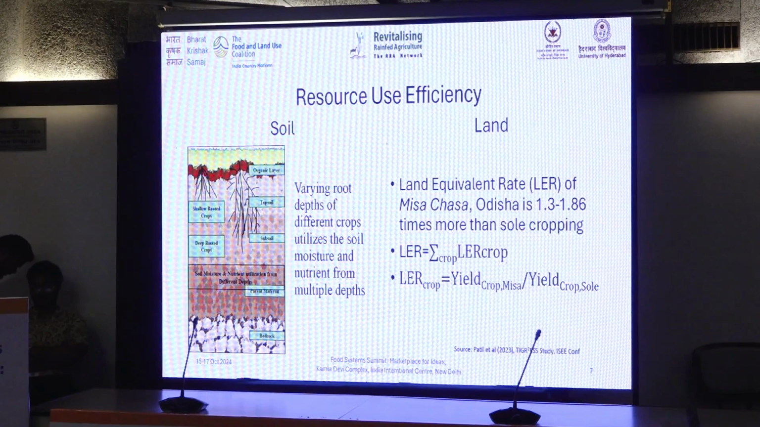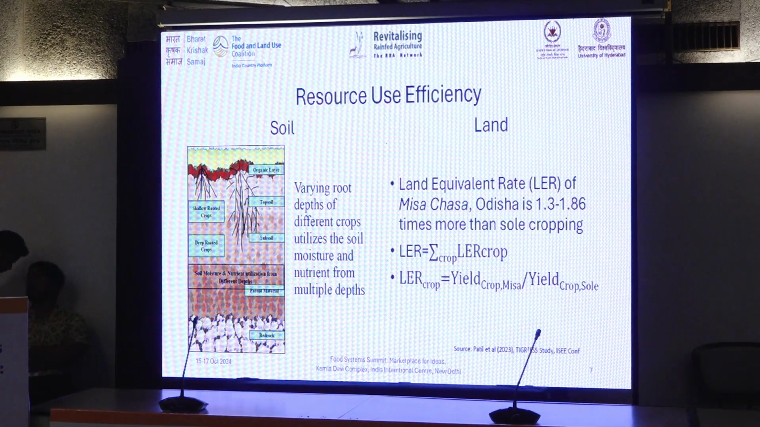And if that crop would have been grown in a nearby system independently, what would be the yield from the same unit of land? So we divide these two yields, we get a LER for that crop. And if we get LER for all the crops that are grown there, that will give us the overall land equivalent ratio. In this particular study, I think the land equivalent ratio was about 1.3 to 1.86. That means you would need around 30% to 80% more land to cultivate the same amount of produce.